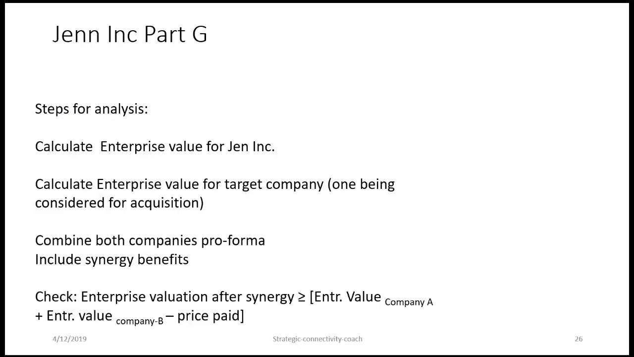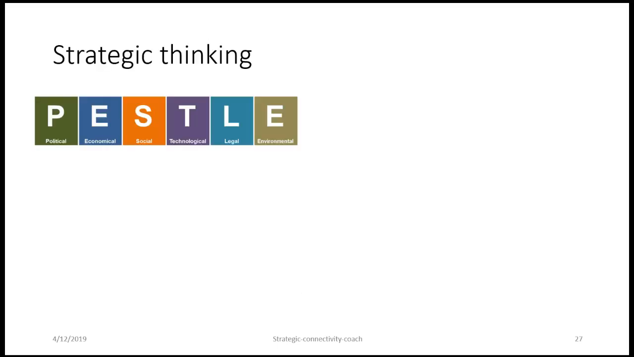So these are the steps you take for an acquisition conversation. You calculate the enterprise value for your company, Gen Inc. You calculate the enterprise value for the target company, in this case Max Inc. Then we combine those two, but we also include synergy benefits and check to see if the enterprise value after synergy benefits is greater than the sum of the two companies minus the price you're going to pay for the company. So I'm just going to spend a few minutes on strategic thinking.